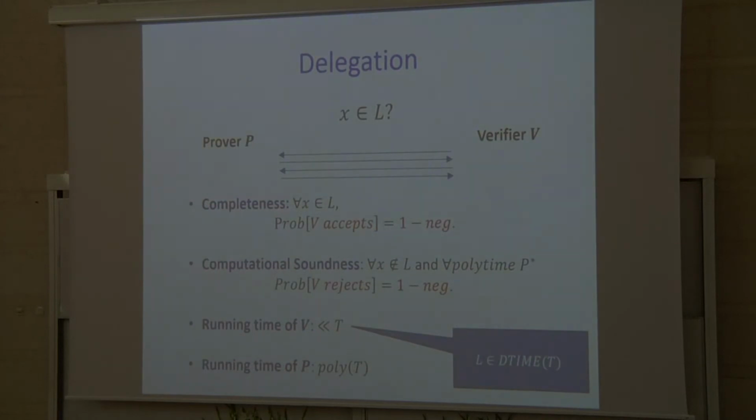And we want efficiency. So we want our V to be very efficient. In particular, we want it to be more efficient than the time t, where t is the time that it takes to just directly compute L. Okay, so we want the running time of V to be fast. And we also want the running time of the prover to be relatively efficient. So proving should not be much harder than computing. So we want time polynomial in t. Okay, so that's the efficiency that we want.